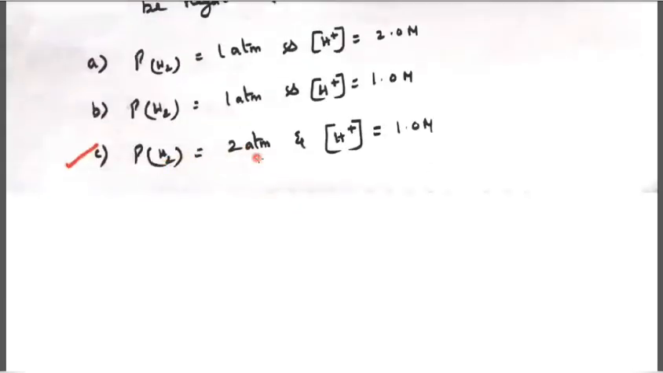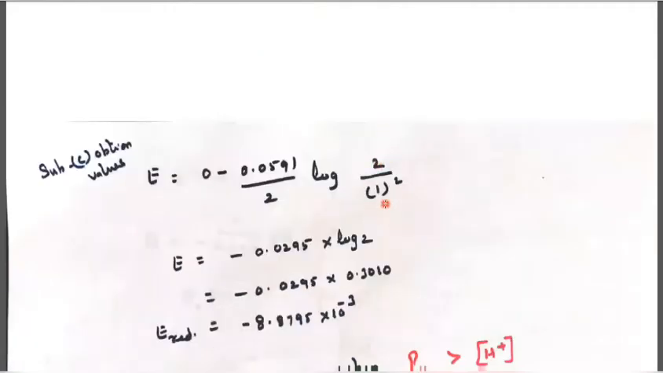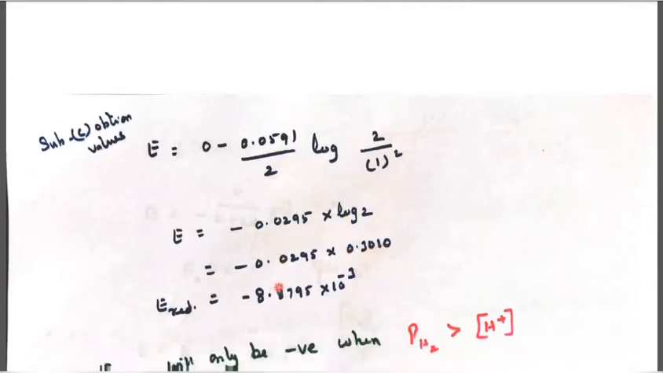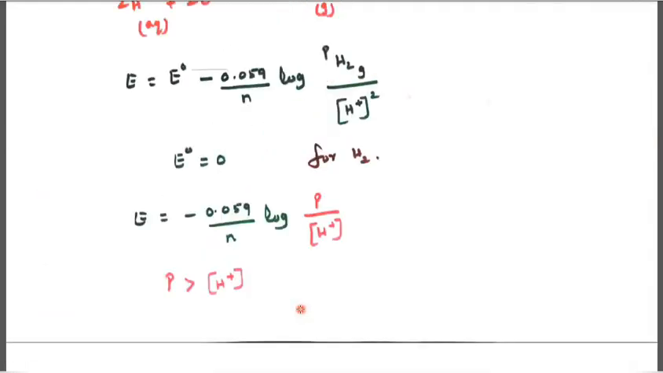Substituting the values in option C: E is equal to 0.0 minus, E naught cell for hydrogen is 0, and 0.0591 divided by the number of electrons 2, log of pressure 2 divided by 1 squared. In option C, the pressure is equal to 2 atmospheres and the hydrogen ion concentration is 1. Pressure is greater than H plus. So when you divide by 2, we get minus 0.0295 into log 2 divided by 1 squared. Log 2 value is 0.3010. Multiplying these, we get minus 8.875 into 10 to the power of minus 3. So E reduction will be negative only when the pressure is greater than H plus. So option C is the correct answer.